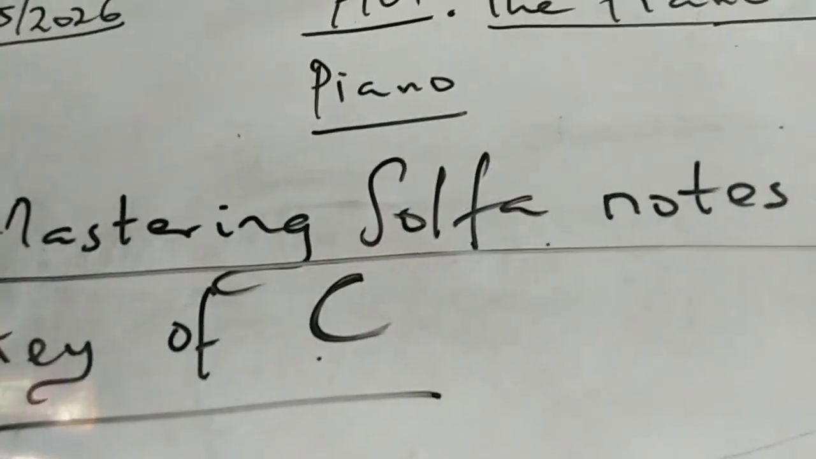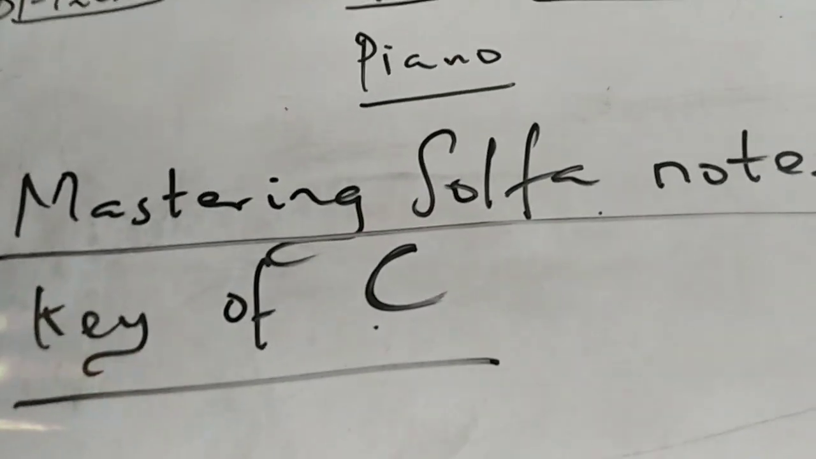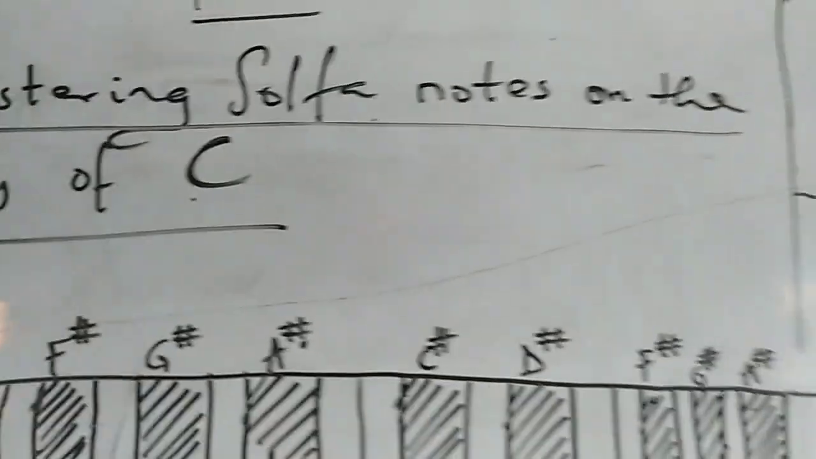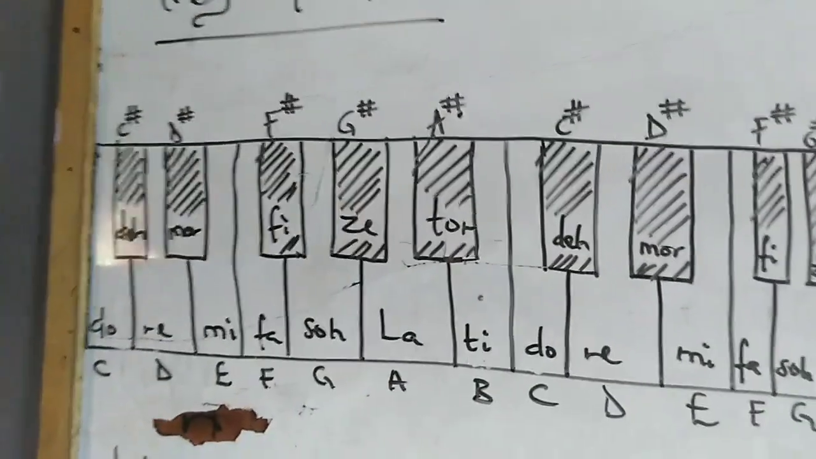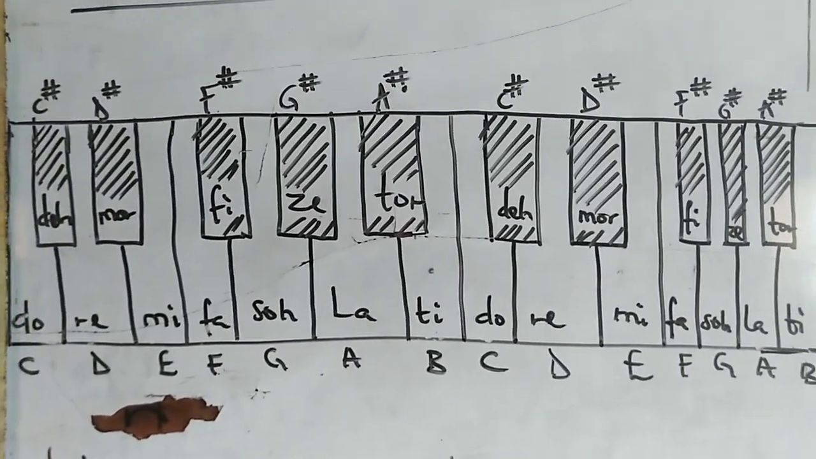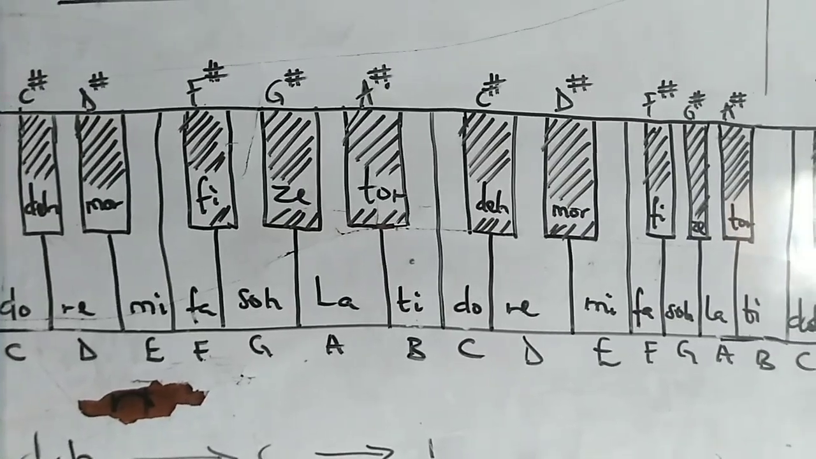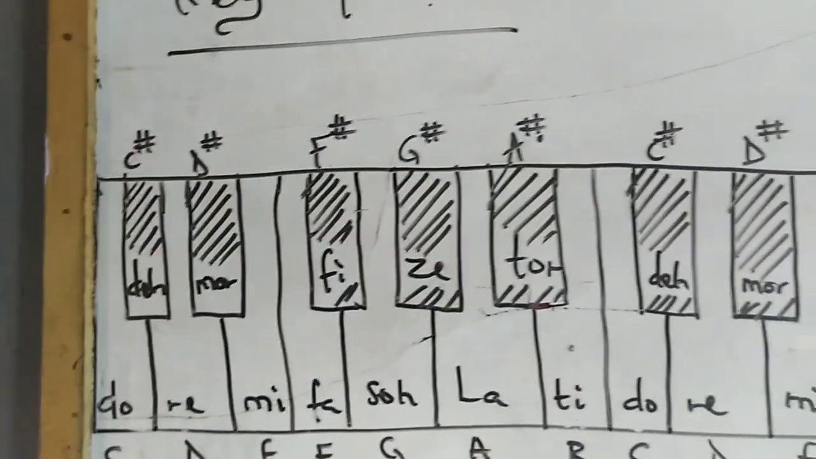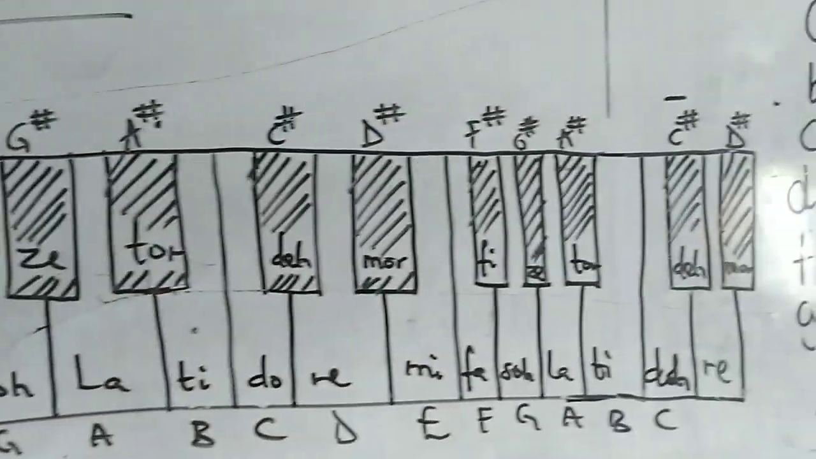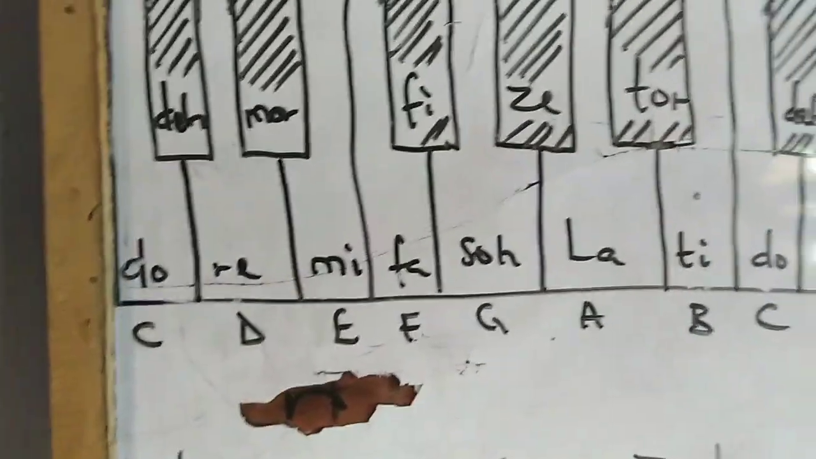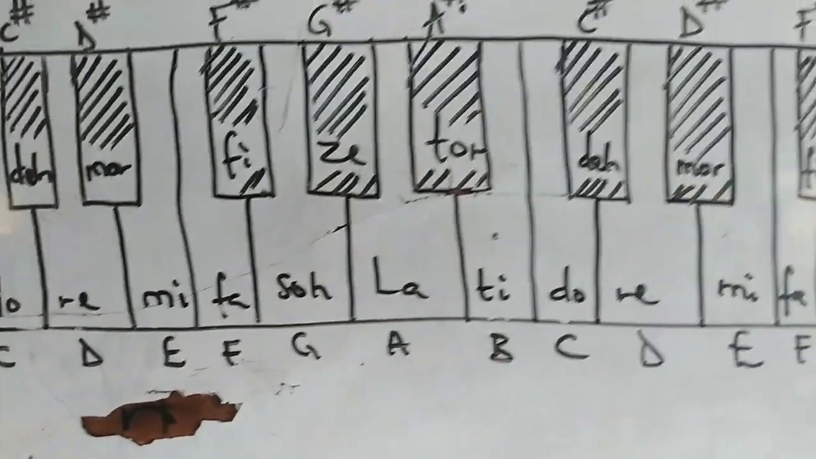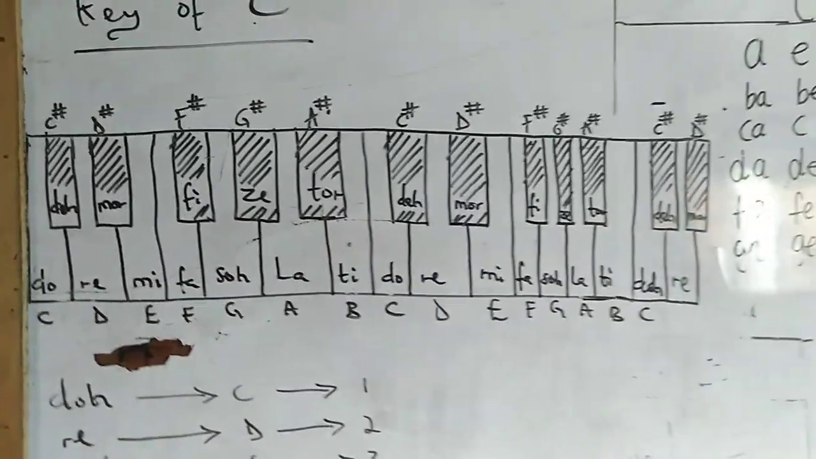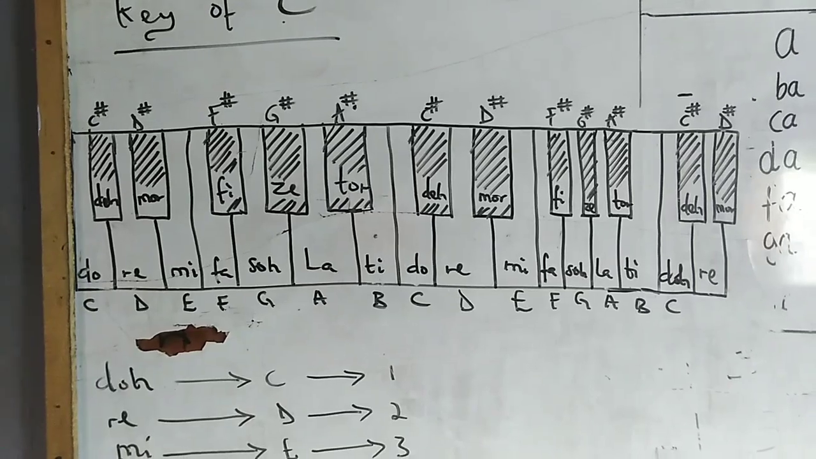Hello viewers, today I'll be talking about mastering solfeges on the key of C. As you can see, this is a keyboard and I have rightly labeled it here. These are the black keys shaded up with their names, and these are the white keys. So this is a full view of the whole thing.